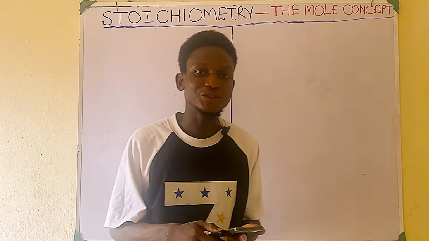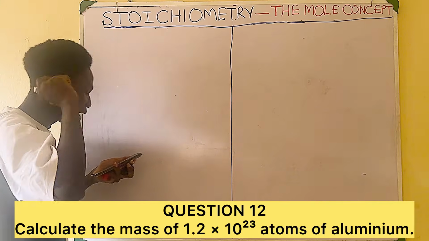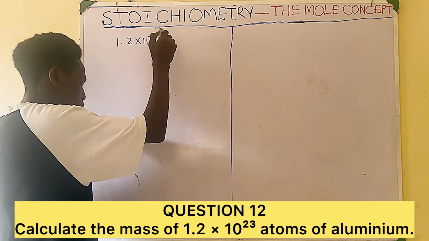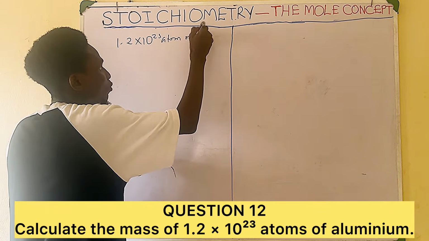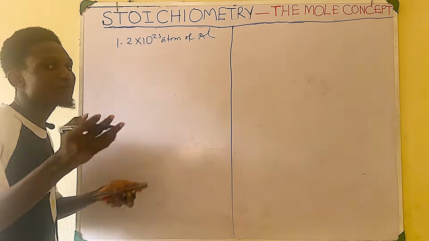So the next question is actually similar to the previous one. Calculate the mass of 1.2 times 10 to the power 23 atoms of aluminium. Okay, this one is not even, it didn't go far. You just have to use two different formulas.